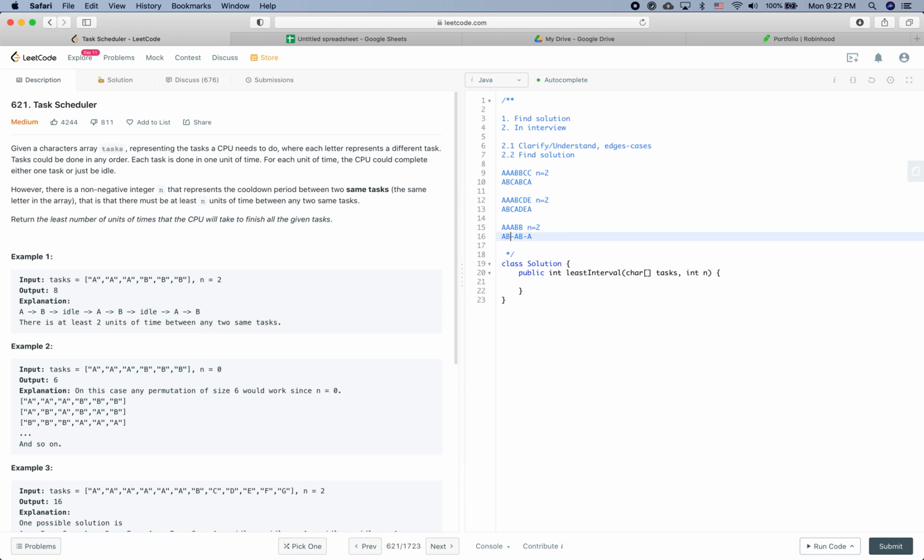I would say this should work for all the cases currently, based on what I can see. I don't see any reason the algorithm won't work for any test case. Yeah, I think this should work. So, alright, let's give it a shot.